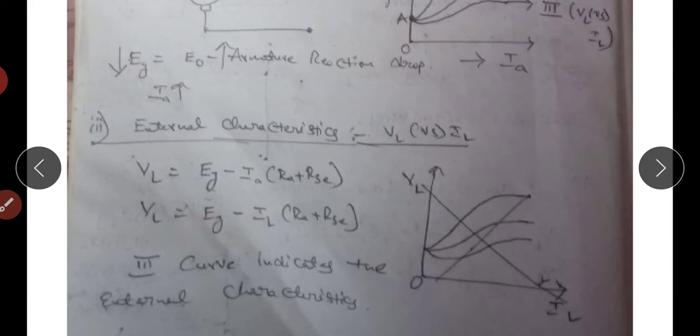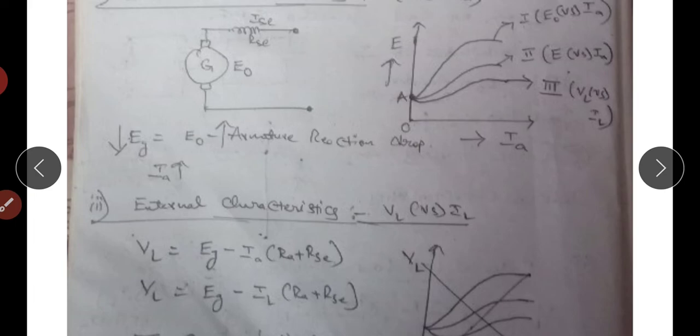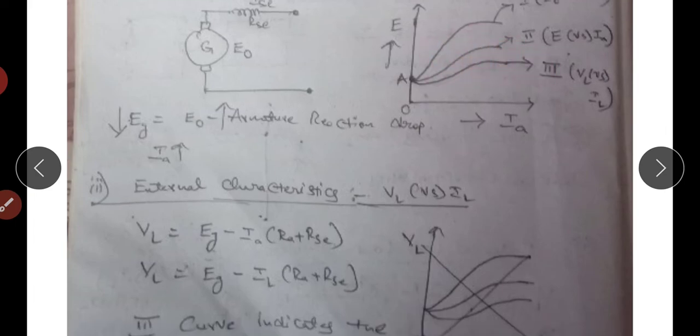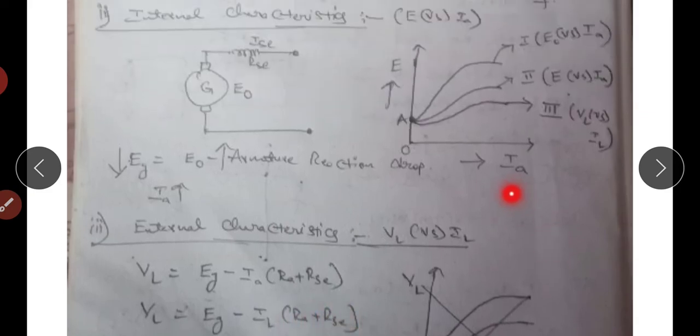Here the IL value equals IA. All currents are the same: IA equals IF equals IL. So by increasing the load current value, the IL into (RA plus RSE) value increases. If this increases, automatically the VL value decreases with respect to EG. So by increasing the armature current or load current, we get this third graph. The main difference between the second graph and the third graph is the IL into (RA plus RSE) drop. This is the total voltage drop of the armature and field winding.